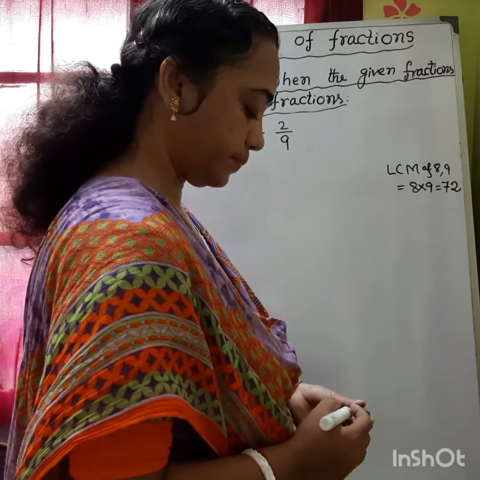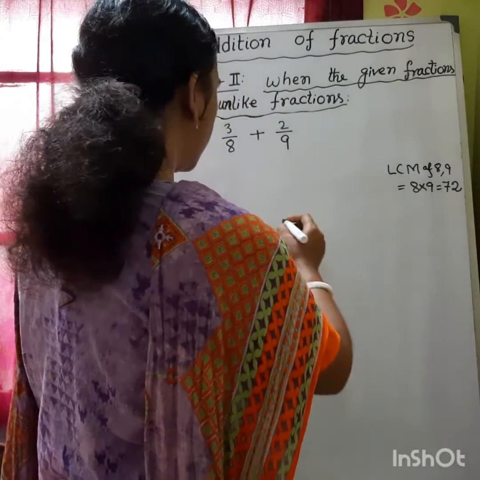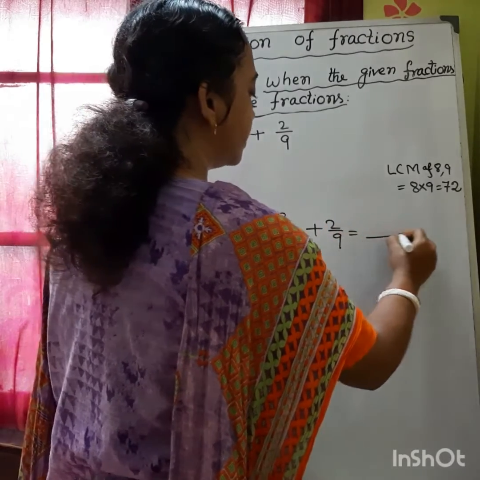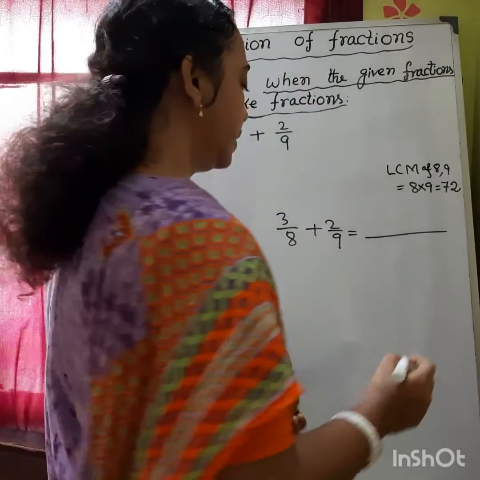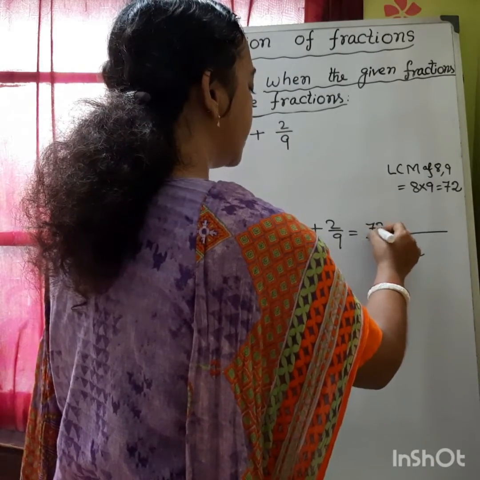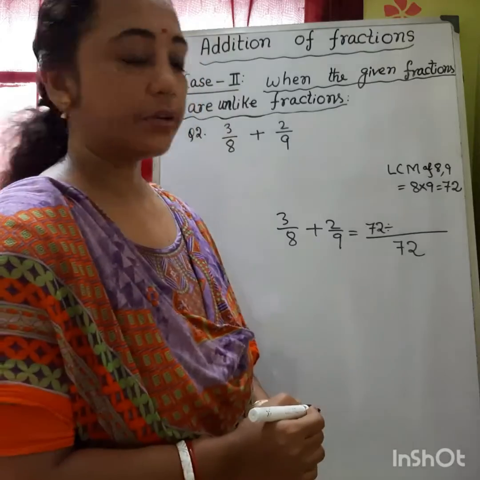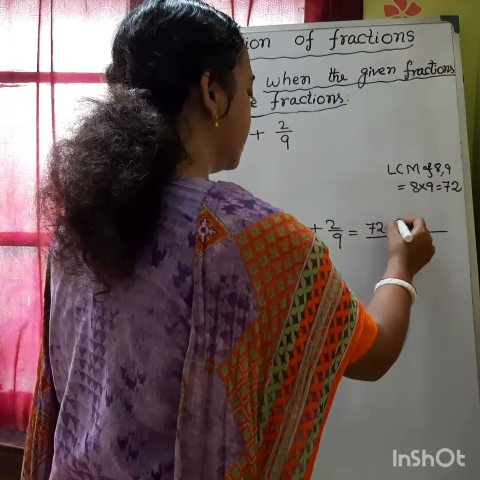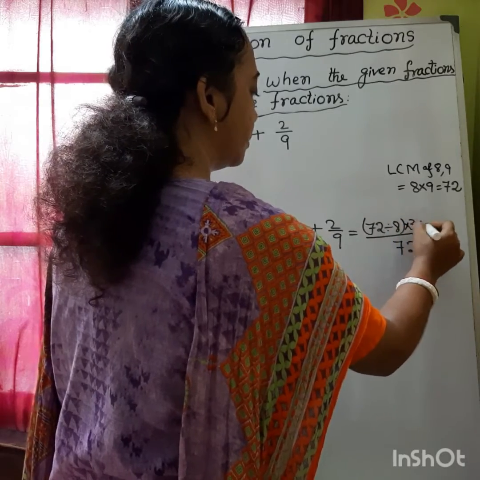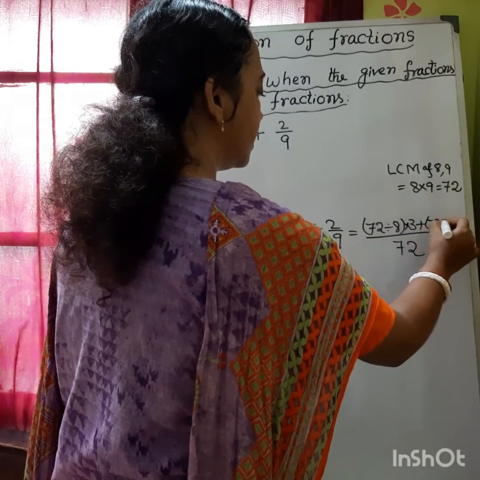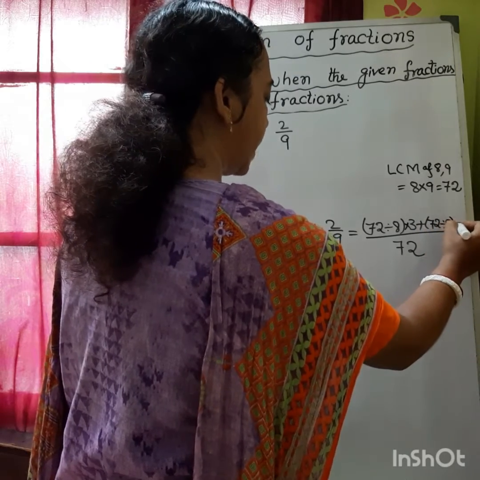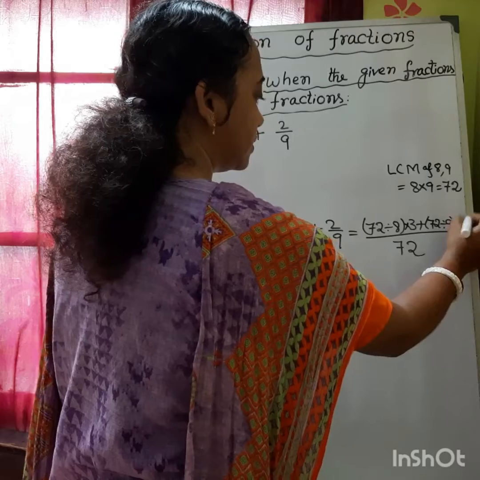because they have no common factor. Now to find their sum, 3 by 8 plus 2 by 9, we first write in the denominator their LCM, that is 72. Now we again write the LCM, then we divide the LCM by the first denominator, that is 8. Then we multiply it by the first numerator, that is 3. Plus again we write the LCM, then we divide by the second denominator, that is 9. Then we multiply it by the second numerator, that is 2.